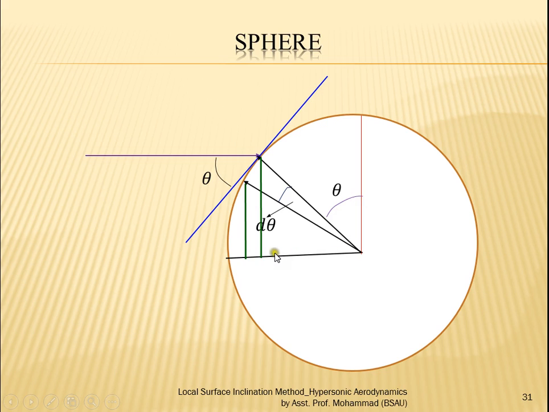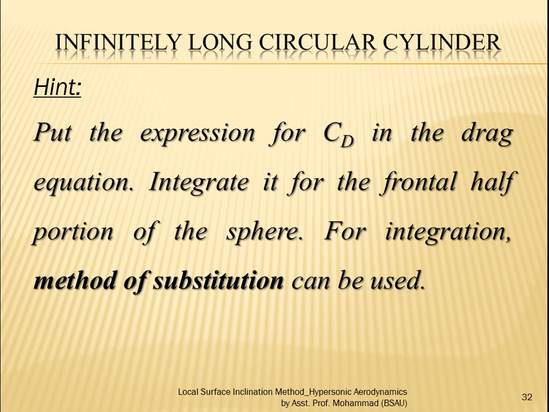And there we are not taking any ring. We are just taking the small length r d theta, and then multiplying with the length of the cylinder. Here we have taken a ring. This ring will cover the entire frontal surface area of the sphere if we integrate theta from 0 to pi by 2. That's the limit of integration, and then we get CD equal to 1.